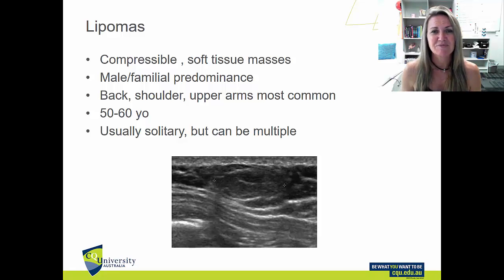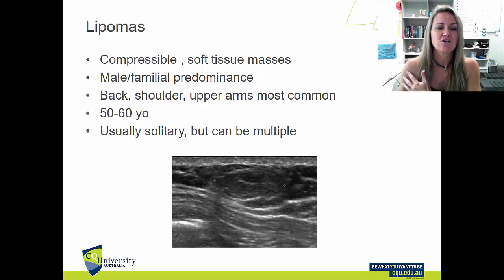It's quite offensive for people to think that they've just got a bit of abnormal fatty tissue that is just growing and proliferating for no reason whatsoever in a particular area. It can be unsightly. If it really bothers them, then it is surgically removed. But they're very soft and squishy, compressible, soft tissue masses. There is a familial predominance, so often ask your patient, has any of your family had lipomas or had these lumps in the skin that have been removed before, more so in males as well.